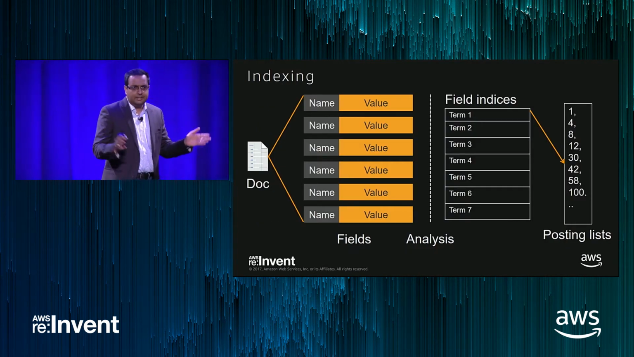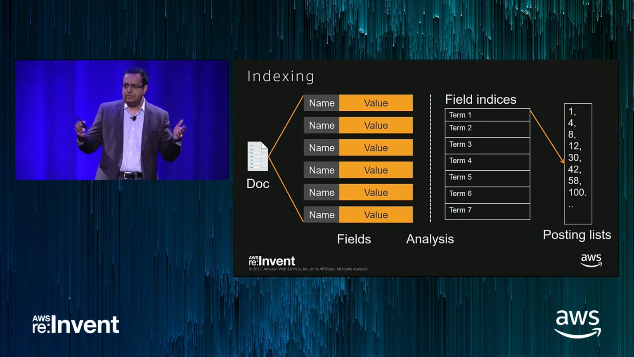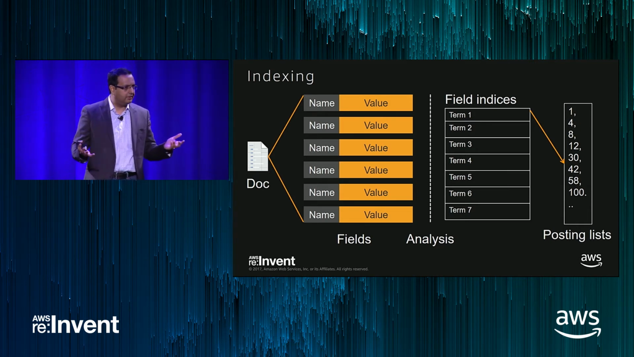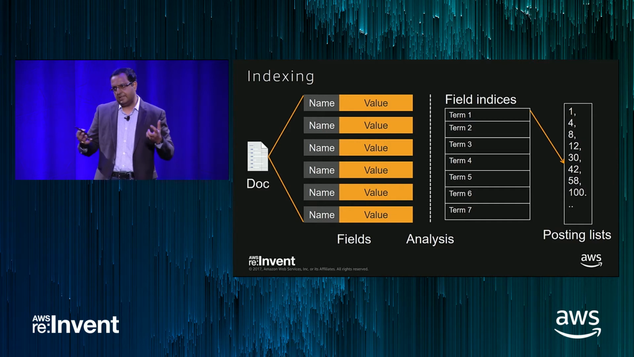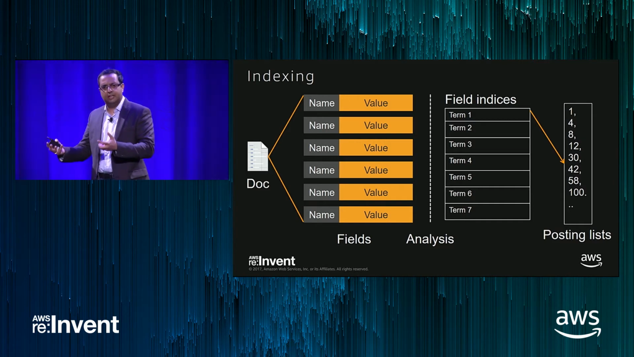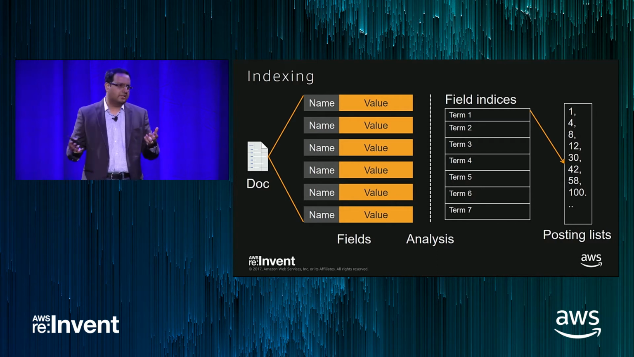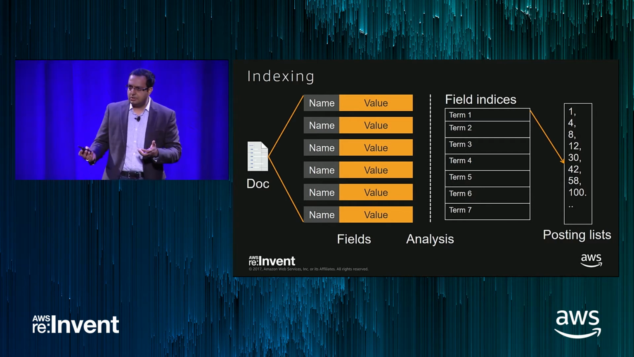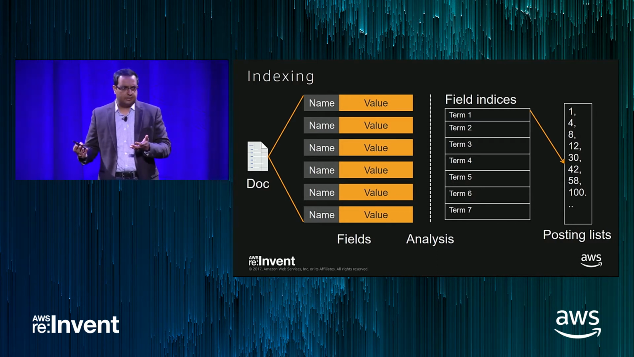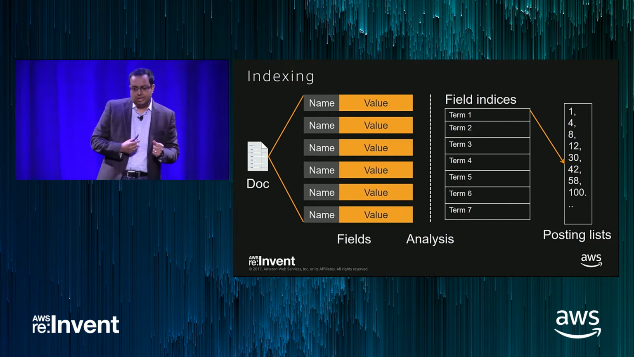Indexing is common. Even in databases, we all have encountered the term indexing. Simply put, indexing is just the process of organizing your data for fast retrieval. Databases use data structures like B trees. Elasticsearch uses what we call inverted indices. I'll tell you about it.